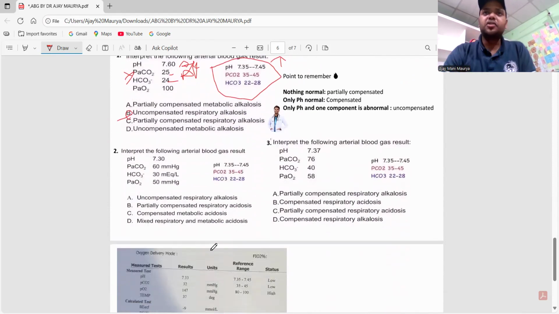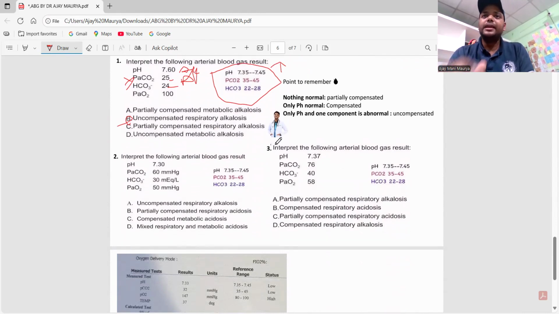Next, let's solve another question. Take this one, the third one. Interpret the arterial blood gas. Please try to answer this one. See the pH is 7.37. Okay, so pH is 7.37. This is normal.